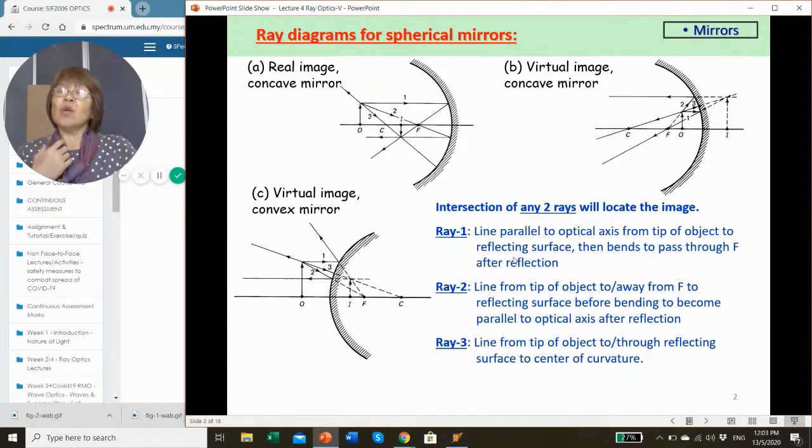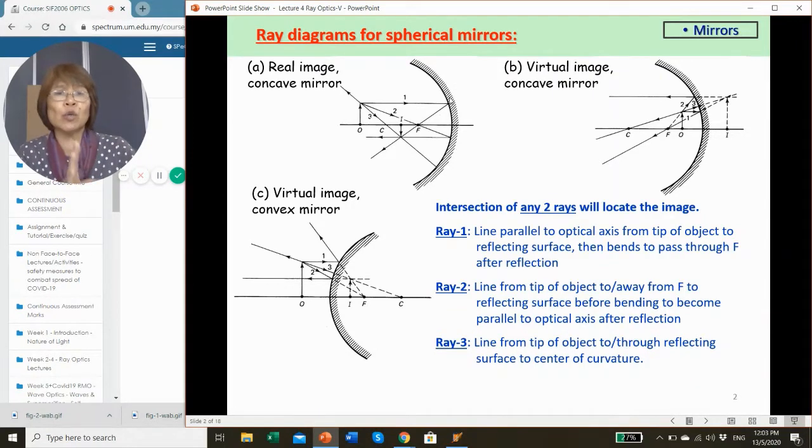Now, if you are drawing the ray diagram and we are assuming paraxial rays, and let's say you do not have a compass, we don't need to draw this curvature. What we can do is represent this mirror by a straight line.